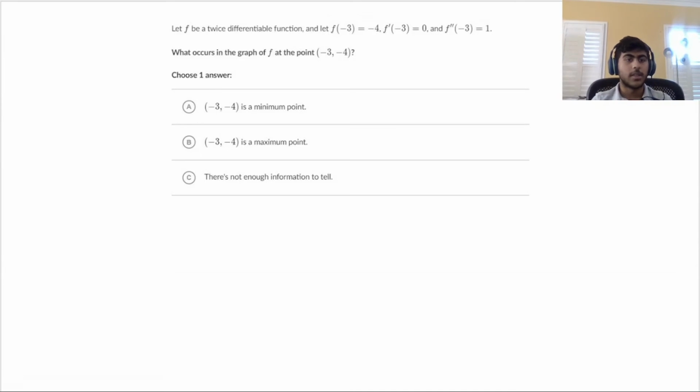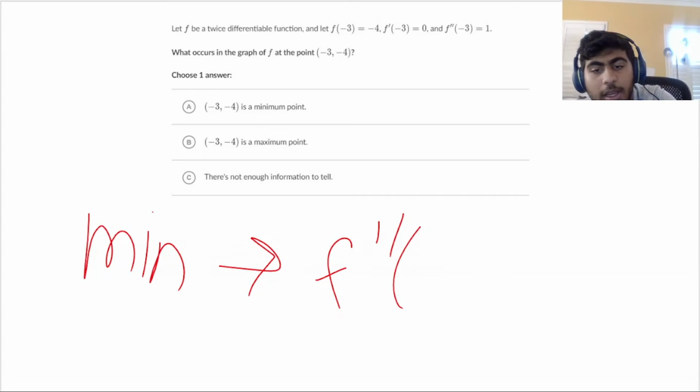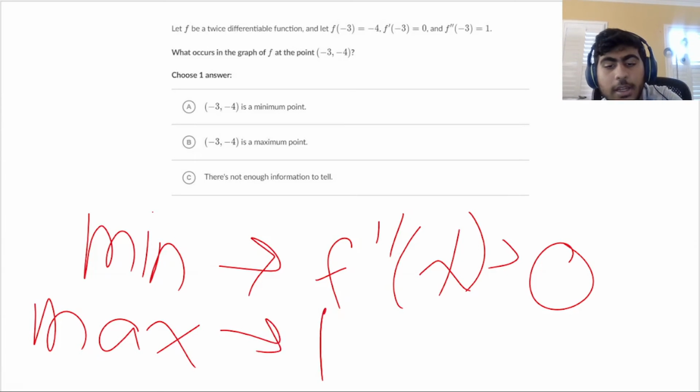All right. The second derivative test is a bit backwards, right? If your first derivative is 0 and your second derivative is positive, it's a minimum. Minimum if f double prime of x is greater than 0. And it's a maximum if f double prime of x is less than 0.